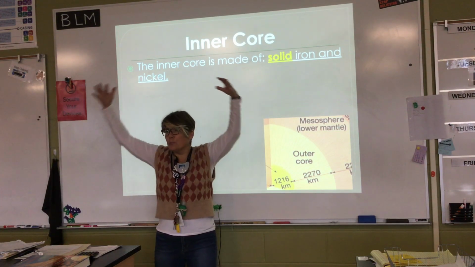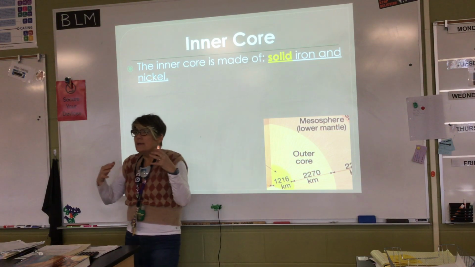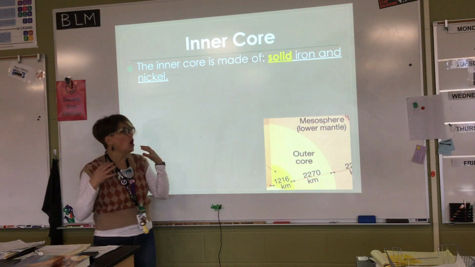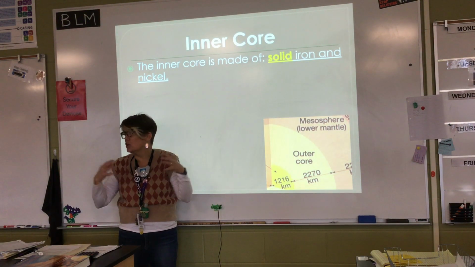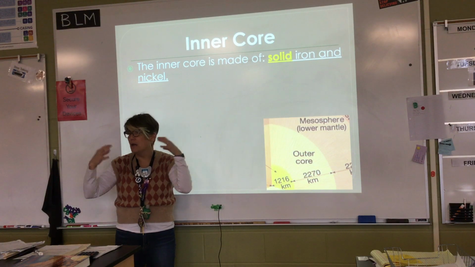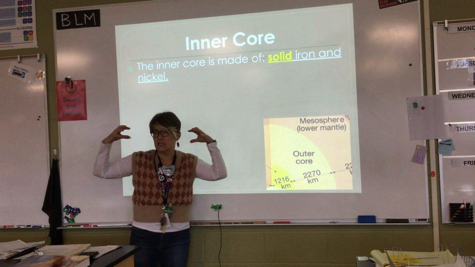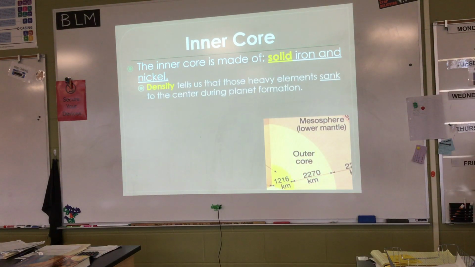Think about the overburden of all the other layers pressing down on that inner core. There is so much pressure holding it together, even though it's the hottest part of our planet, it can't turn to liquid. There's not enough room or movement for those molecules to be moving around, and so it stays a solid state.